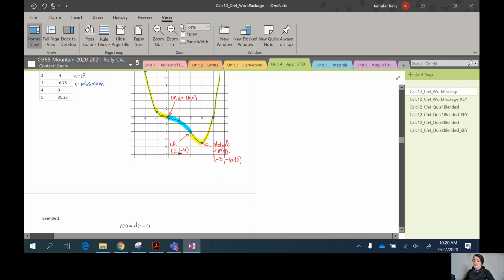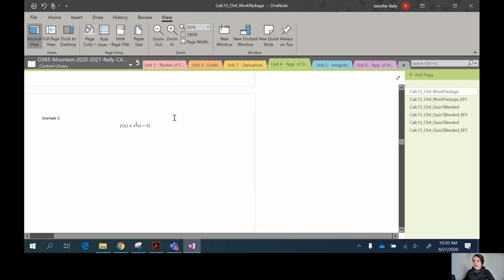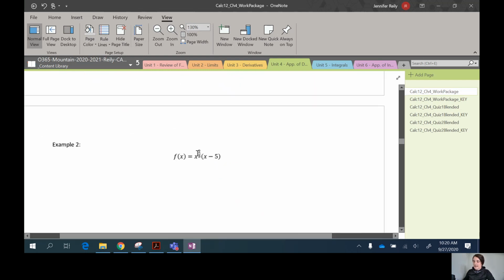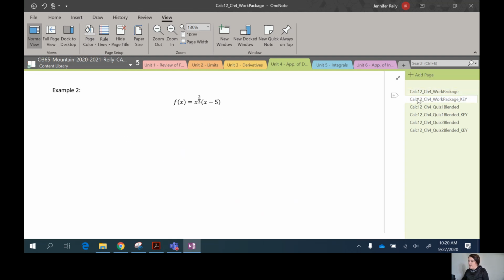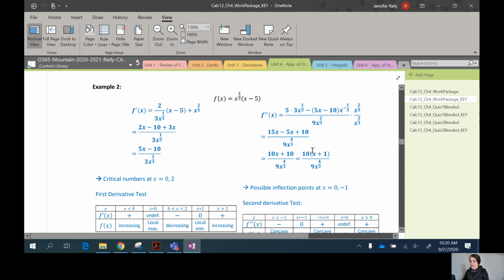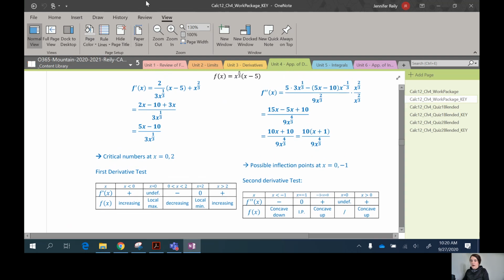So we'll do one more example. This one is going to look a little bit different. This is that tricky one we did last day with the fractional exponent in there. So again, I'm going to go back and just grab the first and second derivatives because we already did them last time.